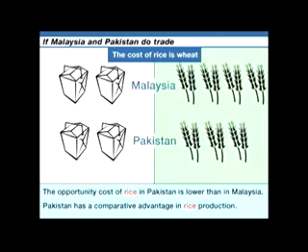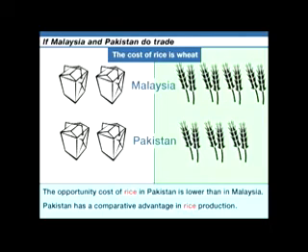Pakistan's slope is -3/2, that is 1.5 bushels of wheat for every bushel of rice. Now that we know that Pakistan has a comparative advantage in the production of rice, we can tell a story whereby Malaysia and Pakistan cooperate to increase their wealth. Here's the way the story works.